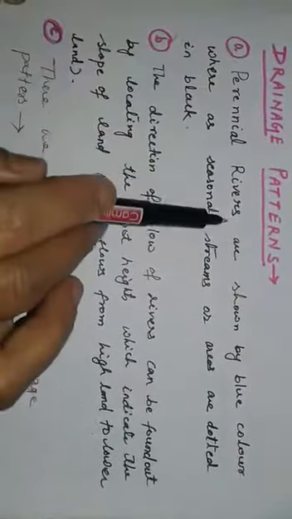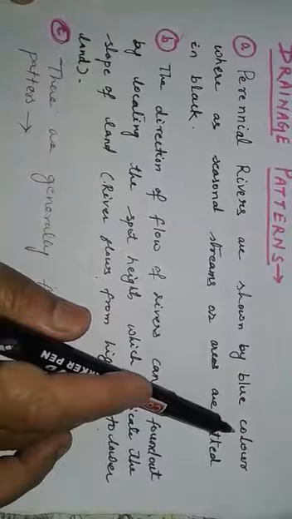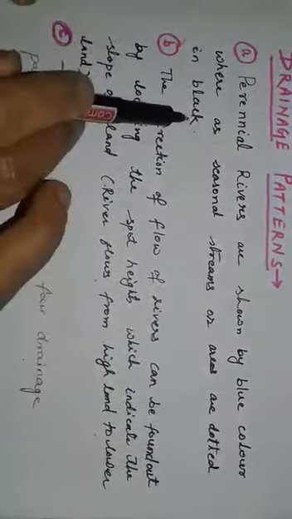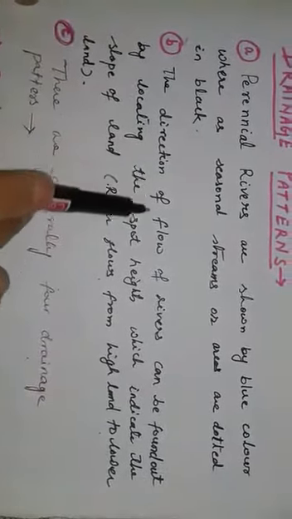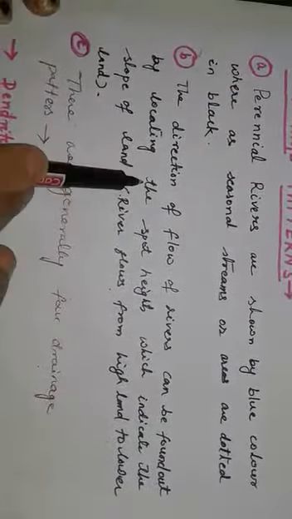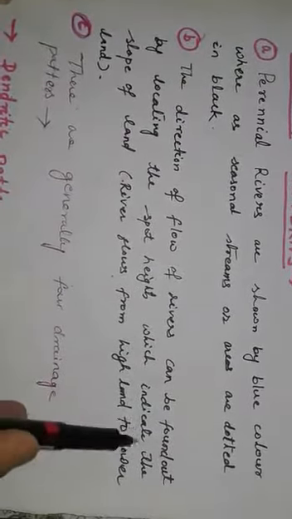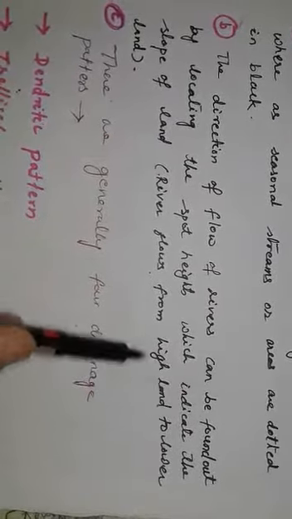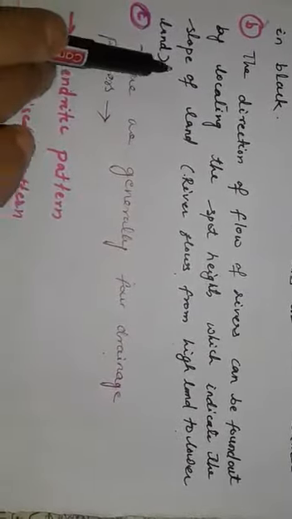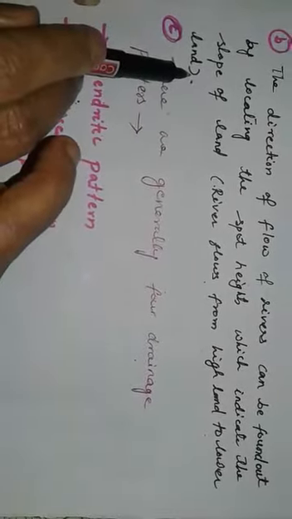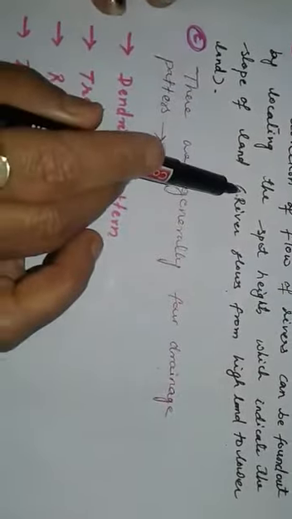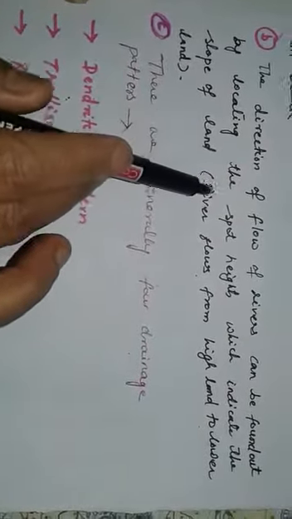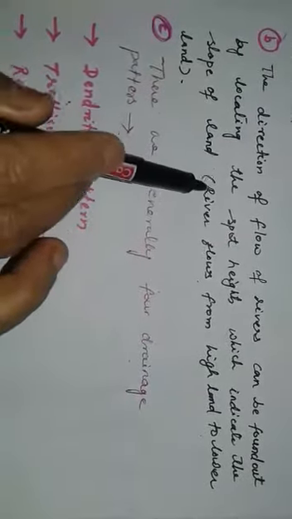First point, perennial rivers are shown by the blue color. Already we discussed that water bodies are blue, whereas seasonal stream areas are dotted in black. Next point, the direction of flow of a river can be found out by the location of the spot heights, which indicate the slope of the land. A river flows from the high land to the lower land. Suppose the river flows from a higher elevation to a lower elevation, because we have to study the spot height there. Whichever is the greater spot height, from that direction to the lowest spot height the river will flow.